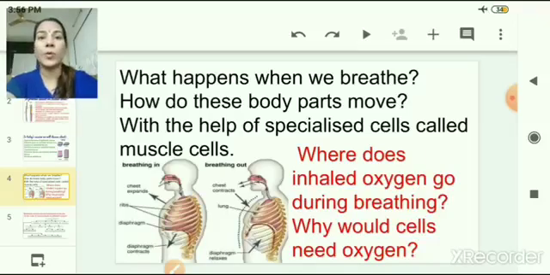Now there is one more question, children. Where does inhaled oxygen go during breathing? When we inhale, we take in oxygen into our lungs. Then from there, where does it go in our body? And why would cells need oxygen?